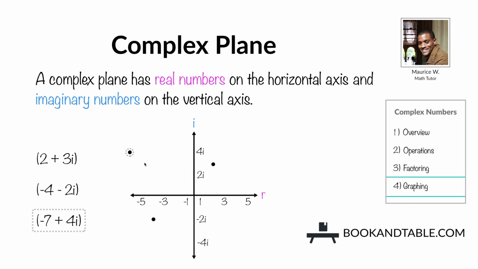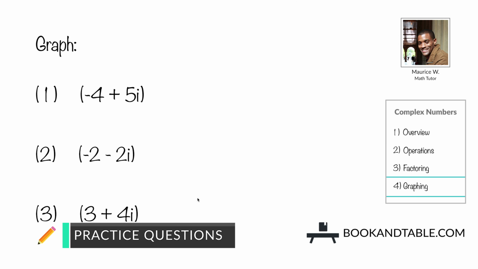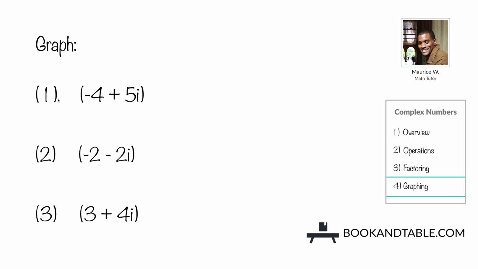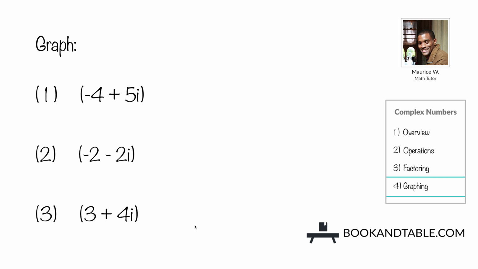So now that you have an understanding of how to graph a complex number onto a complex plane, let's have you try a few practice questions. Question number 1, graph -4 plus 5i. Question number 2, graph -2 minus 2i. And question number 3, graph 3 plus 4i. Pause the video, answer these questions, and then press play when you are ready to begin.